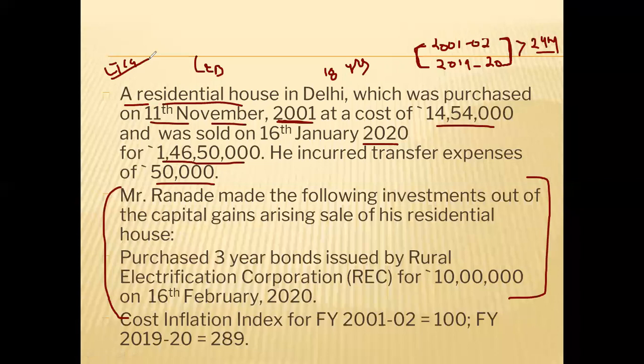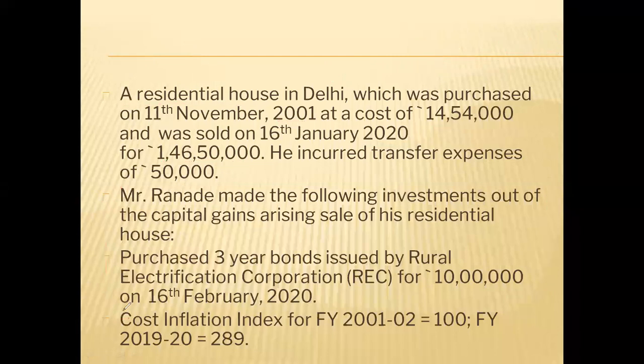So if it is a long-term capital gain, we know that we will get the benefit of indexation. And for indexation, what is required? Cost inflation index is required. It is given in the question. In 2001-2, it was 100. In 1920, it is becoming 289. It means if you could purchase an article in 2001-2 for 100 rupees, it is becoming 289 in 1920. By using these two values, you can increase the purchase cost.